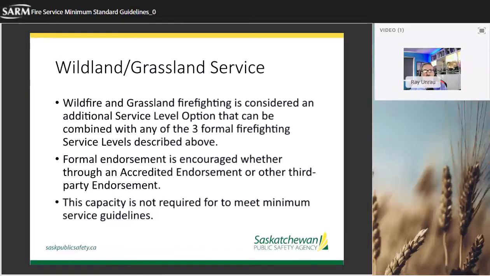I won't spend a lot of time on the wildland grassland. It's not my forte, and we have a whole division within the SPSA that does the training. So the wording in the guideline is just that the wildland grass fire training should be provided by a recognized entity, and then we point you to our organization that can provide you with that training.